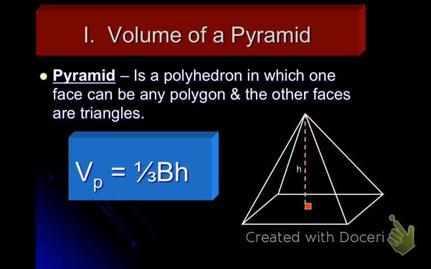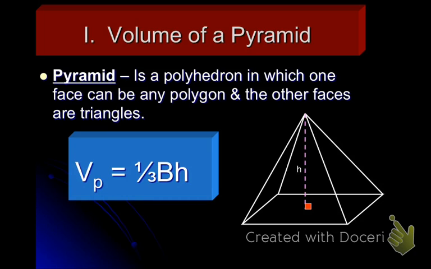The formula for volume of a pyramid is 1/3 of its volume as if it were a rectangular prism. So 1/3 of the area of the base times the height. So length times width times height divided by 3.